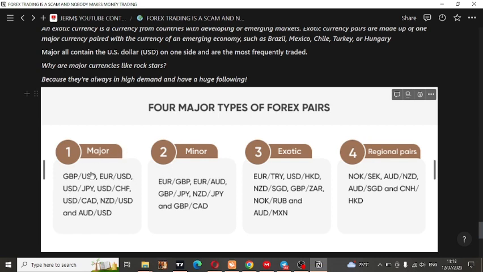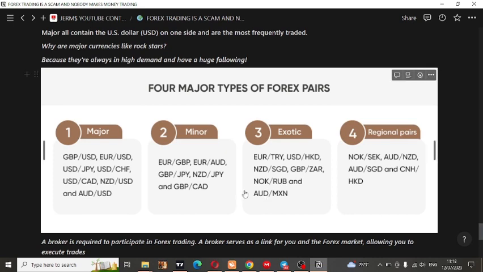So just be looking at this video and select from these pairs whichever one that you want to trade. But I recommend trading major pairs, especially as a beginner, because with the major pairs the movement is smooth, so you are not going to get a lot of trouble. So you have the GBP USD, Euro dollar, the USD JPY, the USD CHF, USD CAD, NZD USD, and then AUD USD. So these are the major pairs that you want to be looking at.